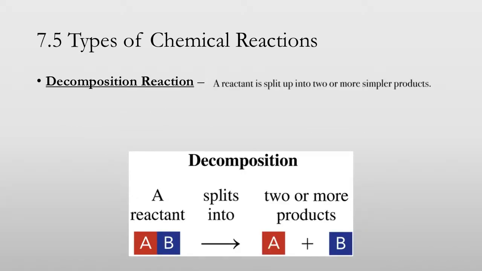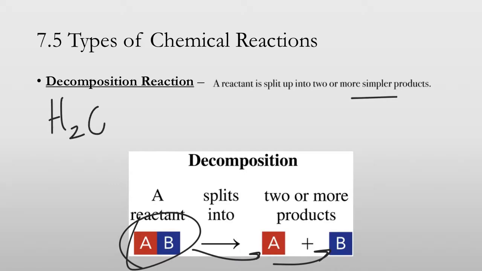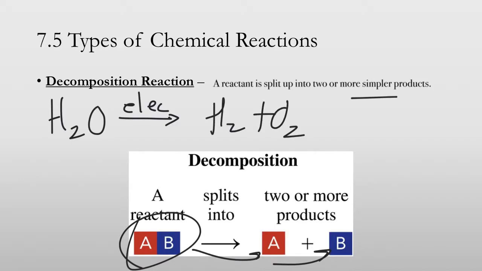A decomposition reaction is the exact opposite of a combination reaction, where one reactant is split up into 2 or more simpler products. So you can see A and B there, and that's one compound that has been split apart into 2 others. An example of a decomposition reaction, we could take water and split it apart using electricity, and that'll give us hydrogen gas and oxygen gas, and you need to balance it so you get that.